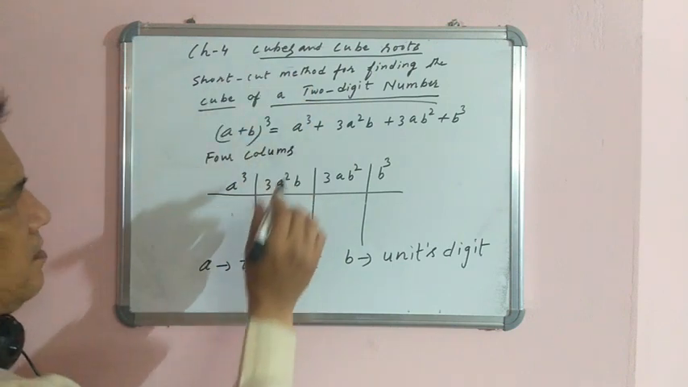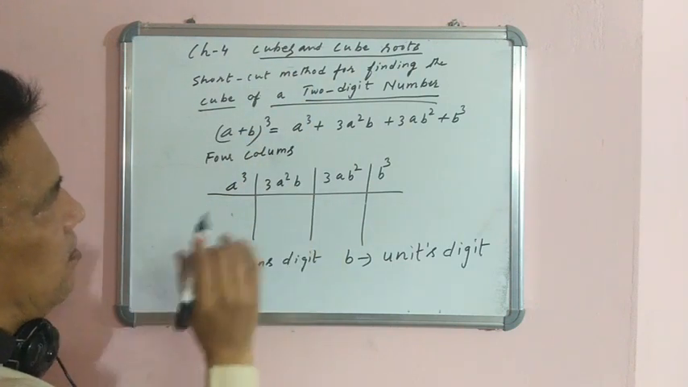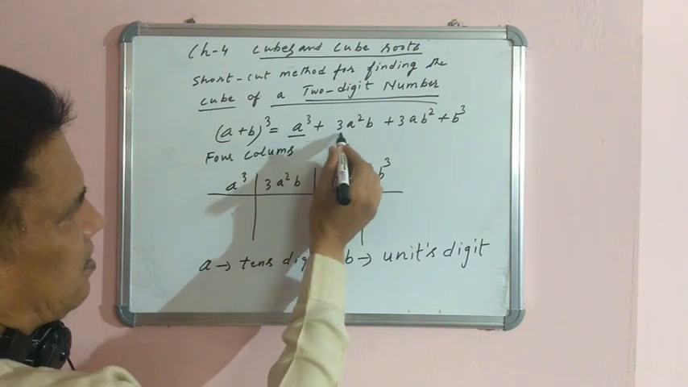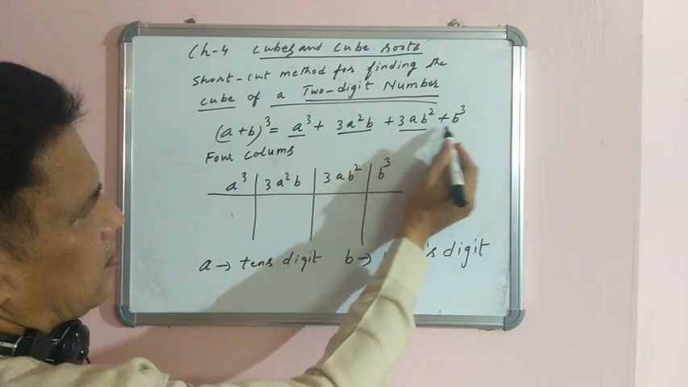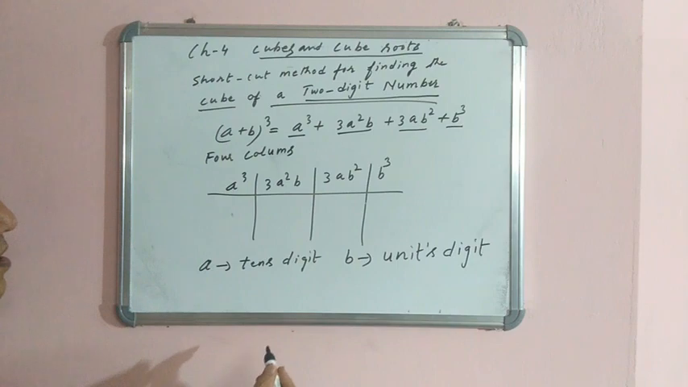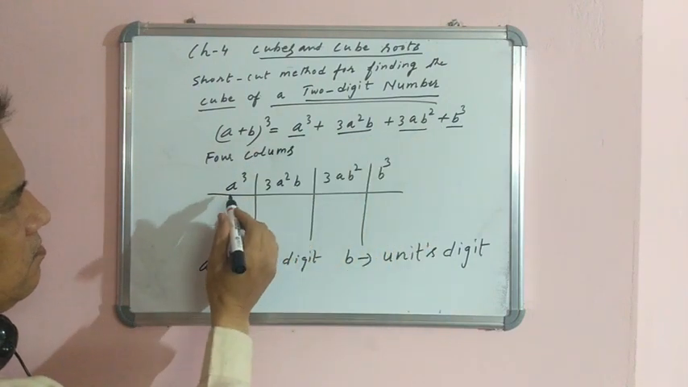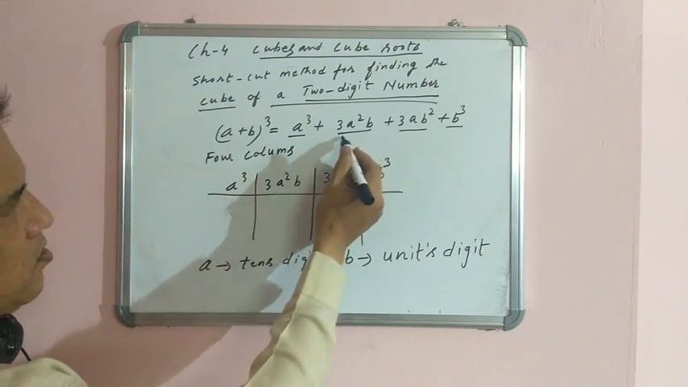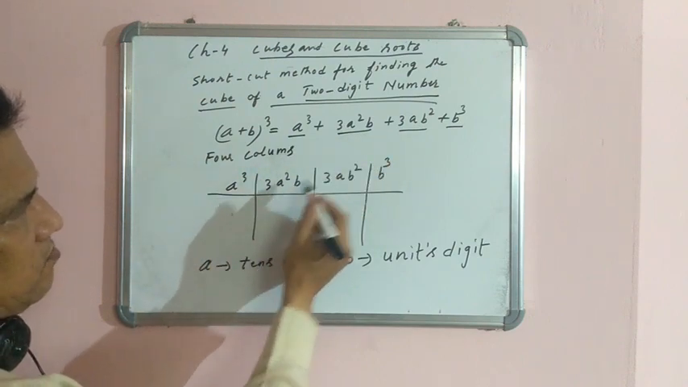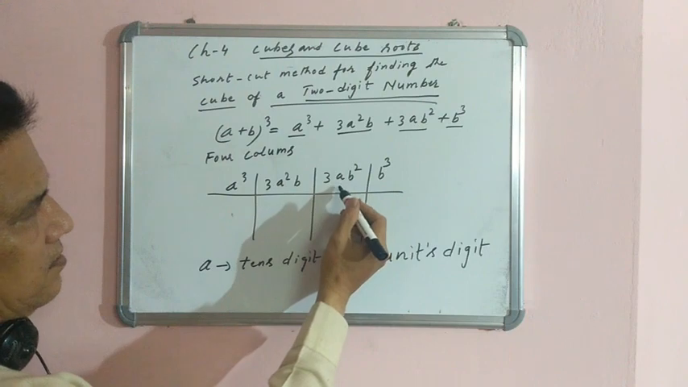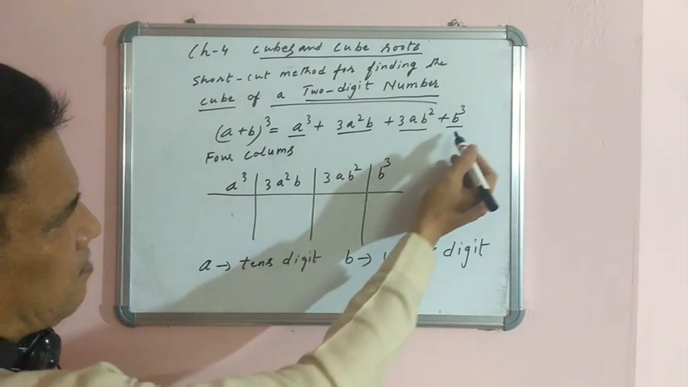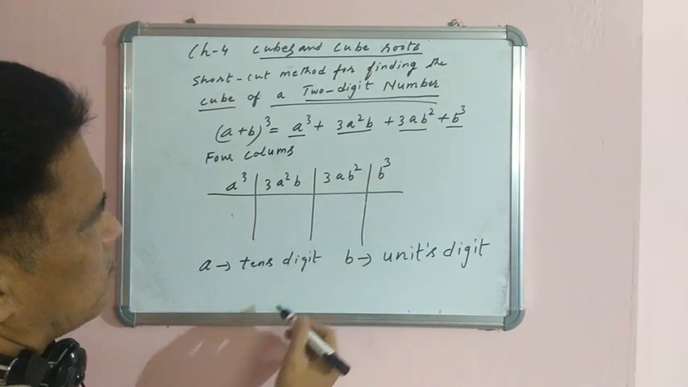So for that we will make 4 columns. Here 4 terms are there: 1, 2, 3, 4 terms. So we will make 4 columns. a cube in the first column, 3a square b in the second column, 3ab square in the third column, and b cube in the fourth column.